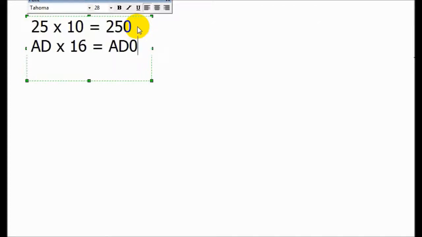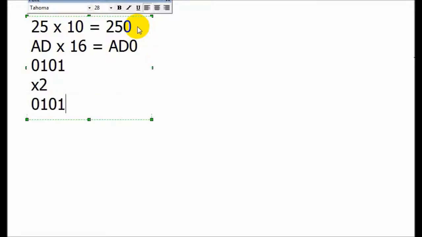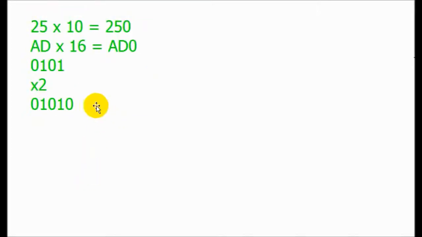So let's look at our binary example. So 0, 1, 0, 1. If I want to multiply that by 2, so times 2, we just go 0, 1, 0, 1, 0. Any binary base, multiply by 2, add a 0. Alright, let's move that to the side.